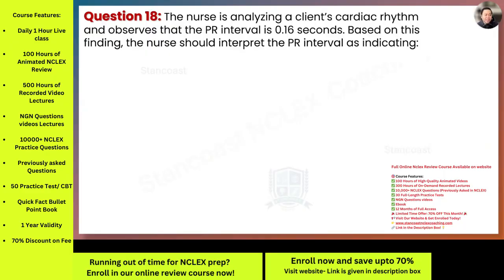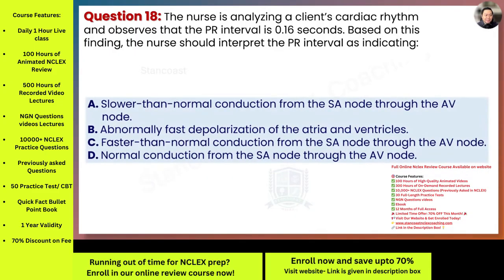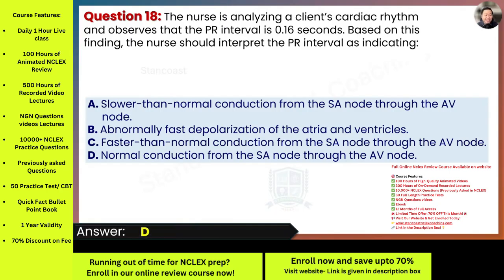Let's have number 18. The nurse is analyzing a client's cardiac rhythm and observes that the PR interval is 0.16 seconds. Based on this finding, the nurse should interpret the PR interval as indicating A, slower than normal conduction from the SA node through the AV node, B, abnormally fast depolarization of the atria and ventricles, C, faster than normal conduction from the SA node through the AV node, D, normal conduction from the SA node through the AV node. The answer is letter D.